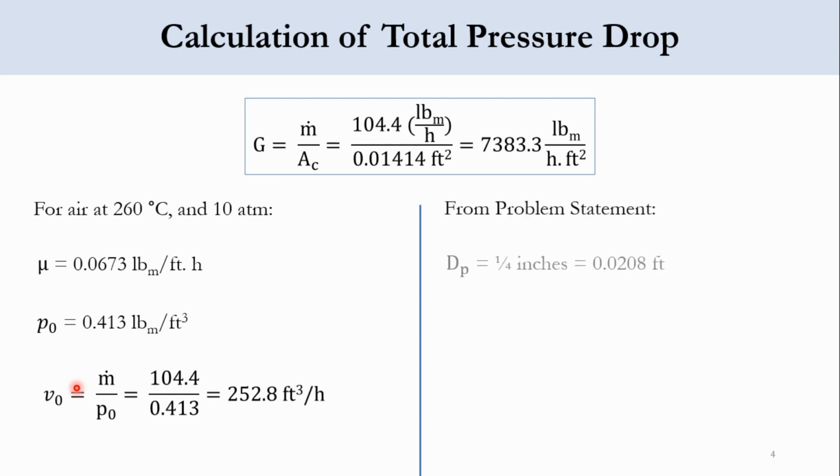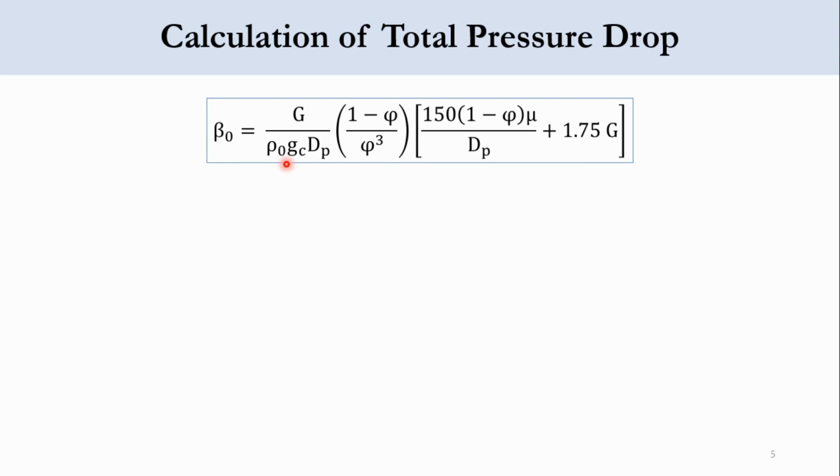From the problem statement, we are given the particle diameter of catalyst as 1/4 inch or 0.0208 feet. The void fraction is 0.45, and G of C is a constant factor, we know that, 4.17 into 10 raised to power 8 pound feet divided by pound force into hour square. Accordingly, we first come to the parameter beta naught, which is equal to G, which we have calculated. Rho naught, we know that as well. G of C, D of P, we also know these parameters. Phi is the void fraction, we know this. Viscosity, we know this. D of P, again we know, and G is known. So all the parameters are known in this expression.